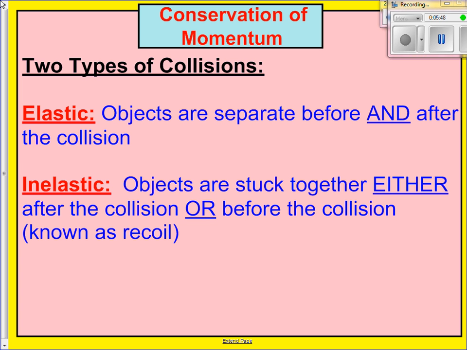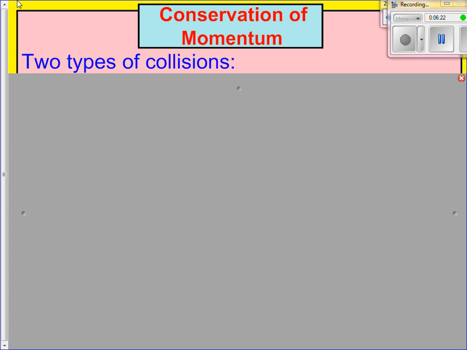Now, what does that look like? Well, objects that are stuck together after the collision is something like, let's say two cars rear-end each other and they get stuck together. But what does a collision look like when they're stuck together before and then they separate? Well, that's like maybe having a loaded dart gun. The gun and the dart are together before, and then after the explosion or the release of elastic energy, they separate. We give this type of collision a special name. It's known as recoil. Whenever two objects are together at the beginning and then they separate, that is known as recoil.